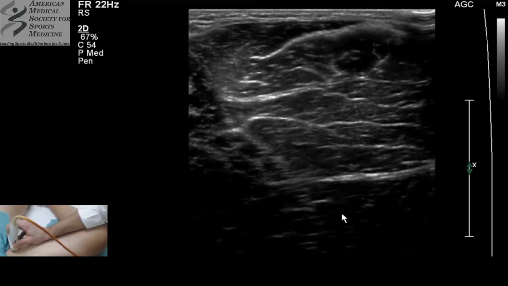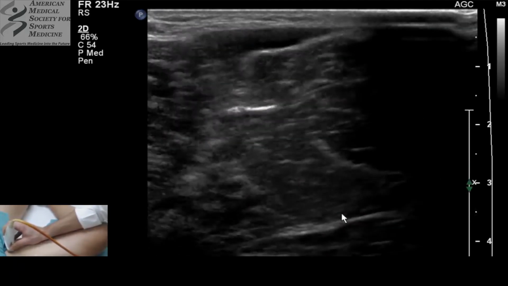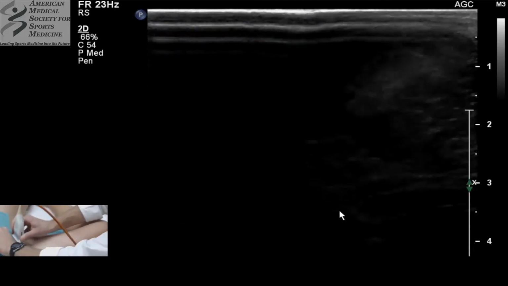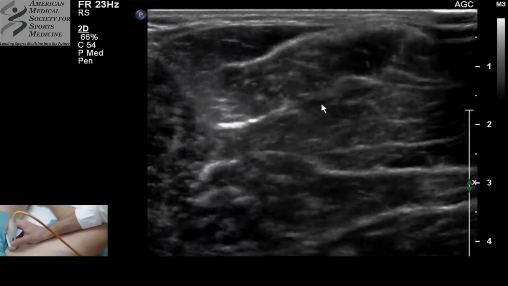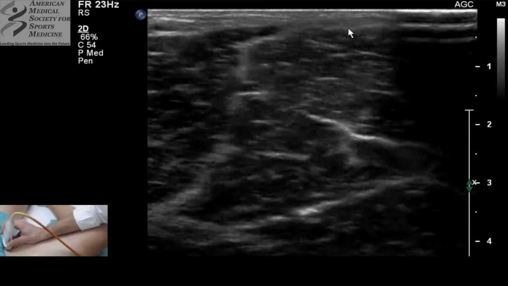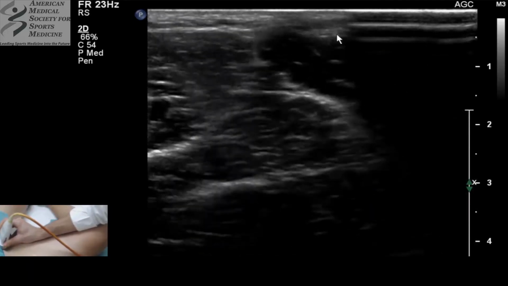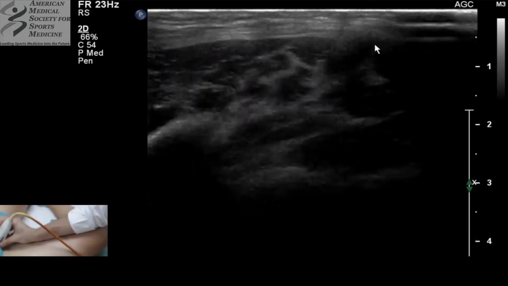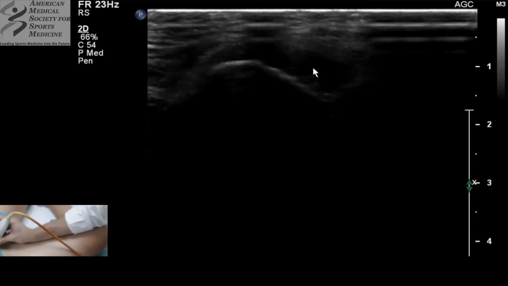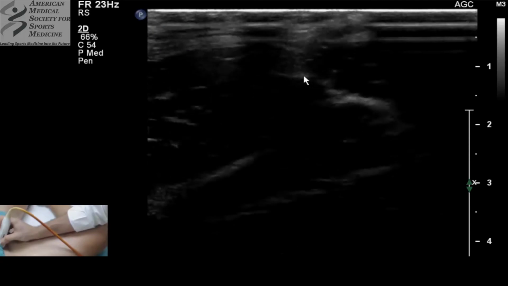I'm going to decrease the depth as I start coming up more proximally. And the tendon that tends to get torn most commonly is the adductor longus. And so we're going to come up, you can see the tendon right here. We're going to go all the way up to the pubic tubercle here. And so right there it's inserting on the pubic tubercle.